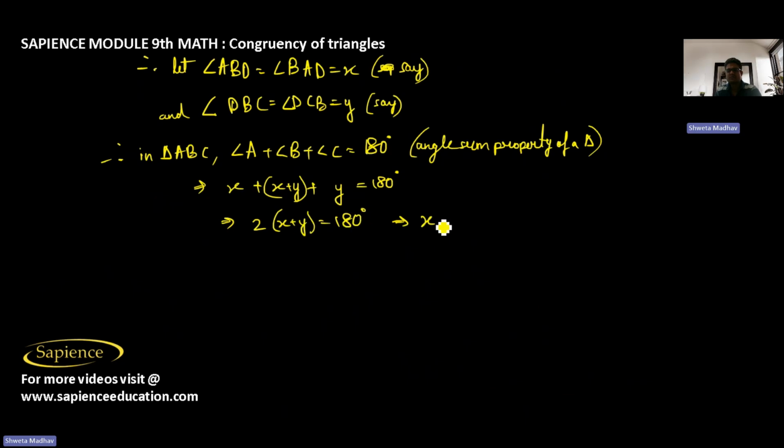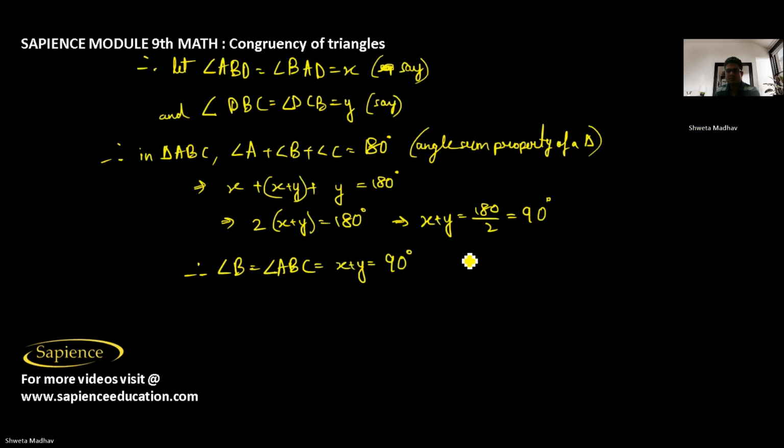So therefore x plus y will be equal to 180 degree by 2, that is 90 degree. So therefore I can say that angle B, which is same as angle ABC, will be equal to x plus y, which is 90 degree. So hence proved that angle ABC is a right angle.